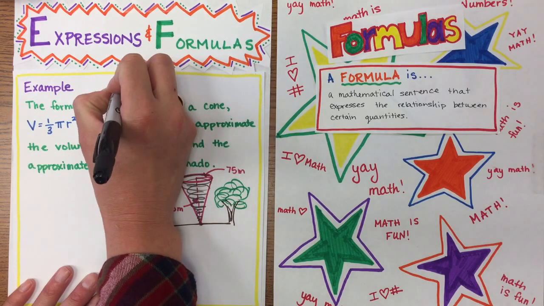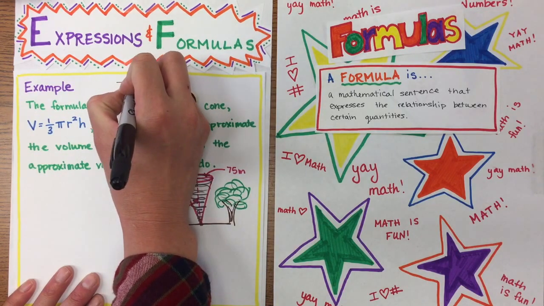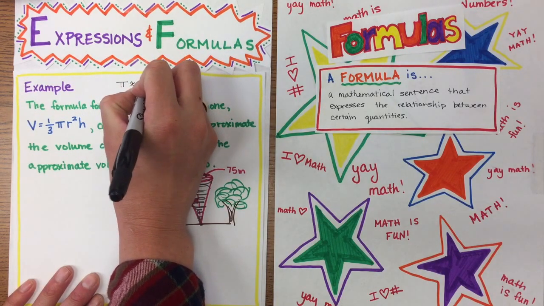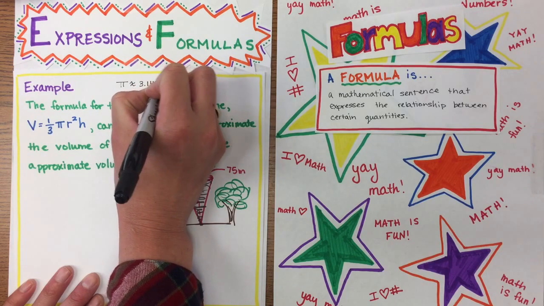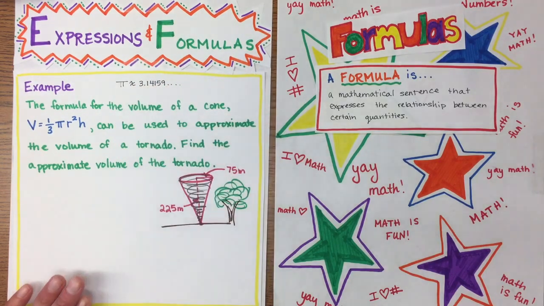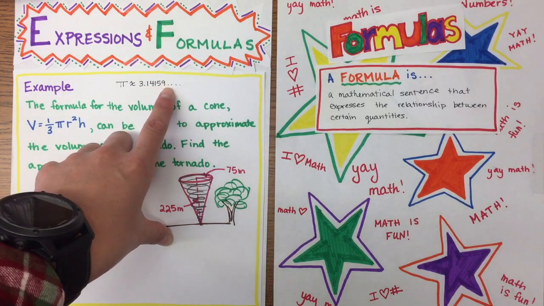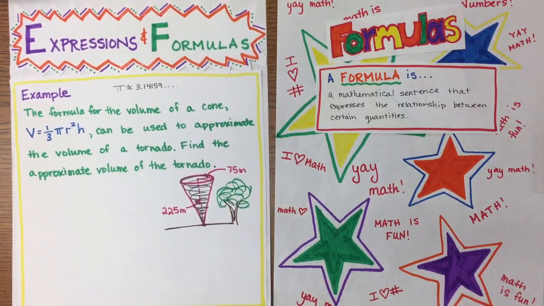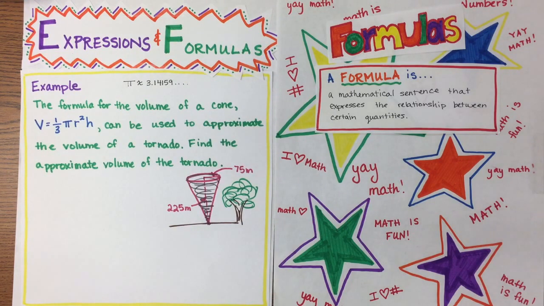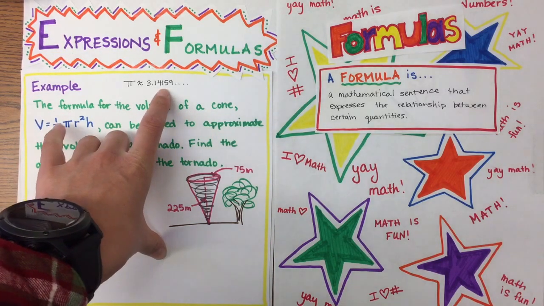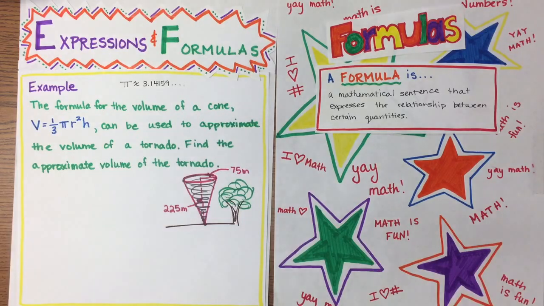Pi is a constant that is about 3.14159. It is an irrational number. This decimal does not terminate or repeat, and so it continues forever. So pi is an irrational number. It is not a variable. So we want to keep that in mind.